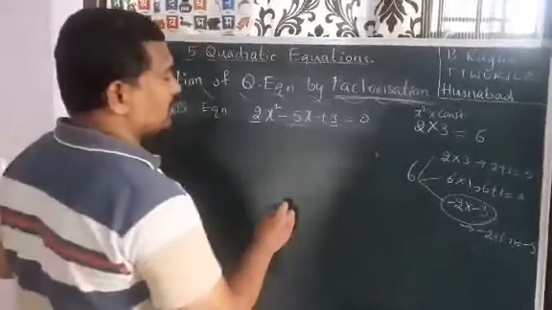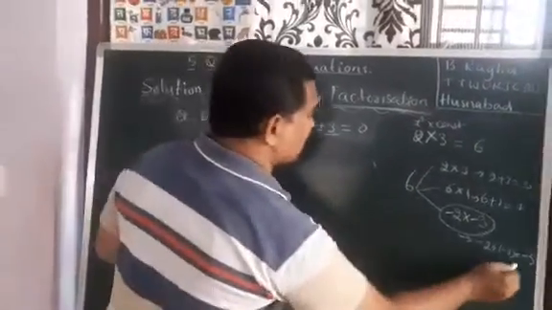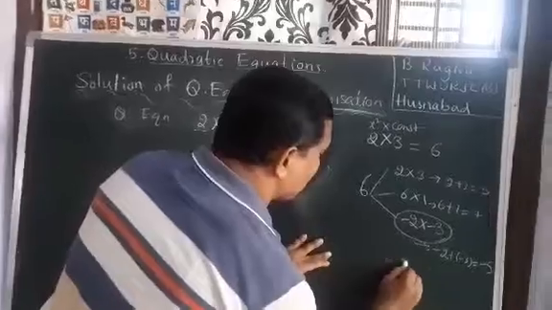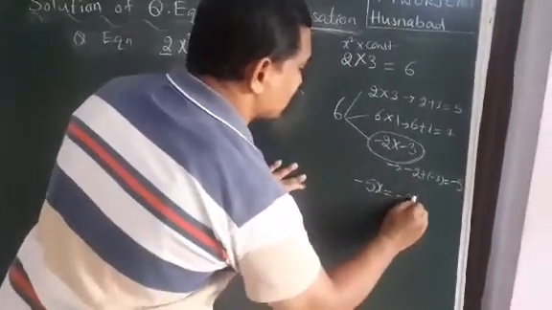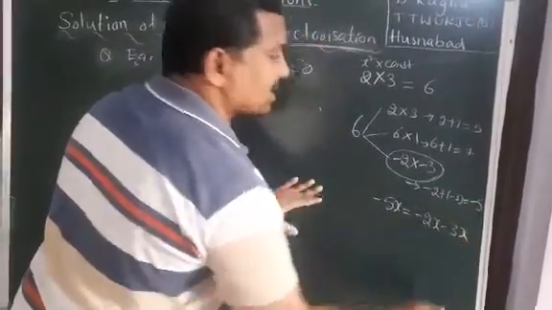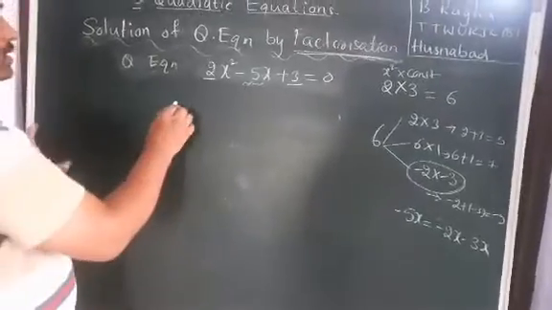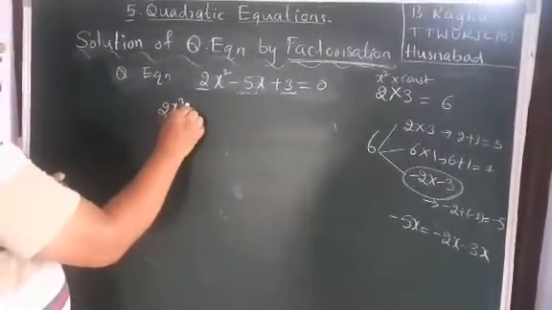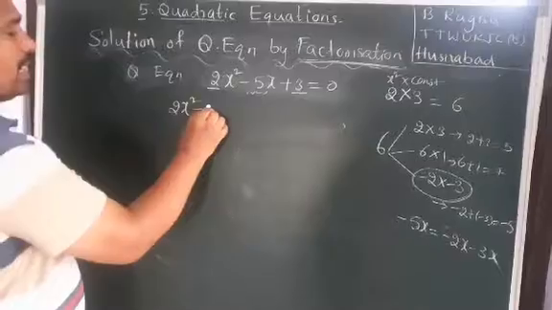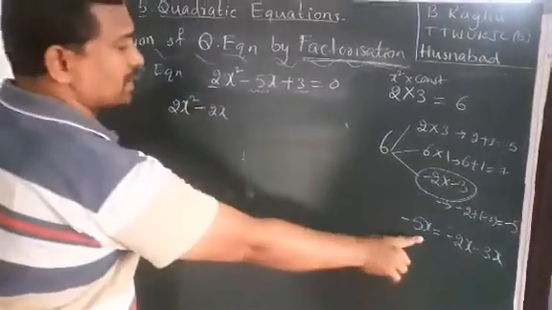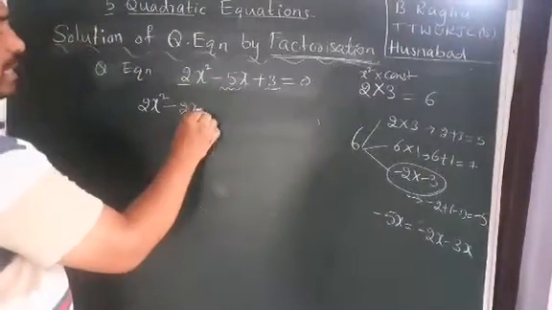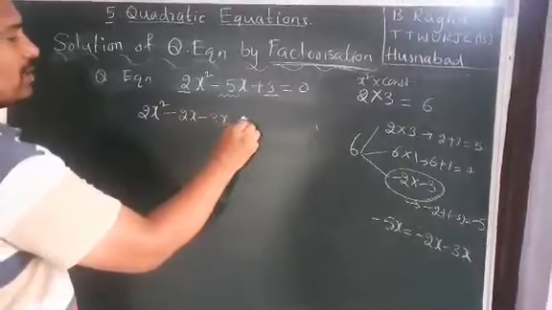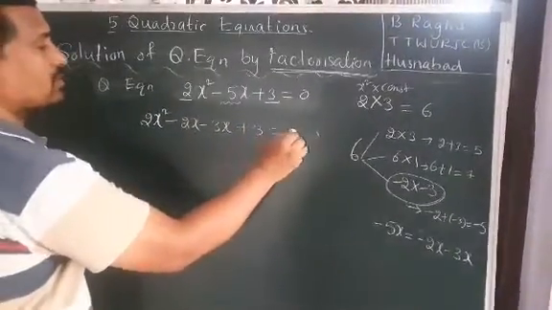Now minus 5x can be written as minus 2x minus 3x. So 2x square minus 5x plus 3 equal to 0 can be written as 2x square minus 2x minus 3x plus 3 equal to 0.